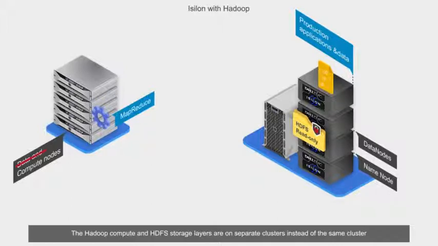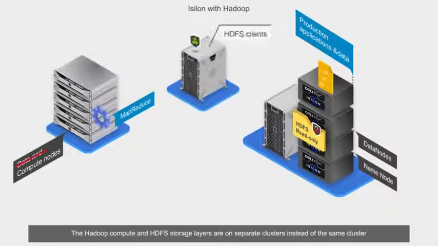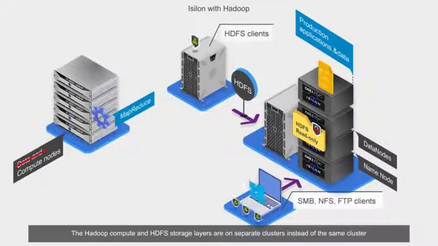Hadoop compute clients can connect to any node on the cluster that functions as a name node, instead of being routed by a single name node. The Hadoop clients connect over HDFS to access data on the Isilon cluster. Windows, Linux, and Mac OS X clients still access the cluster over SMB, NFS, FTP, and HTTP.